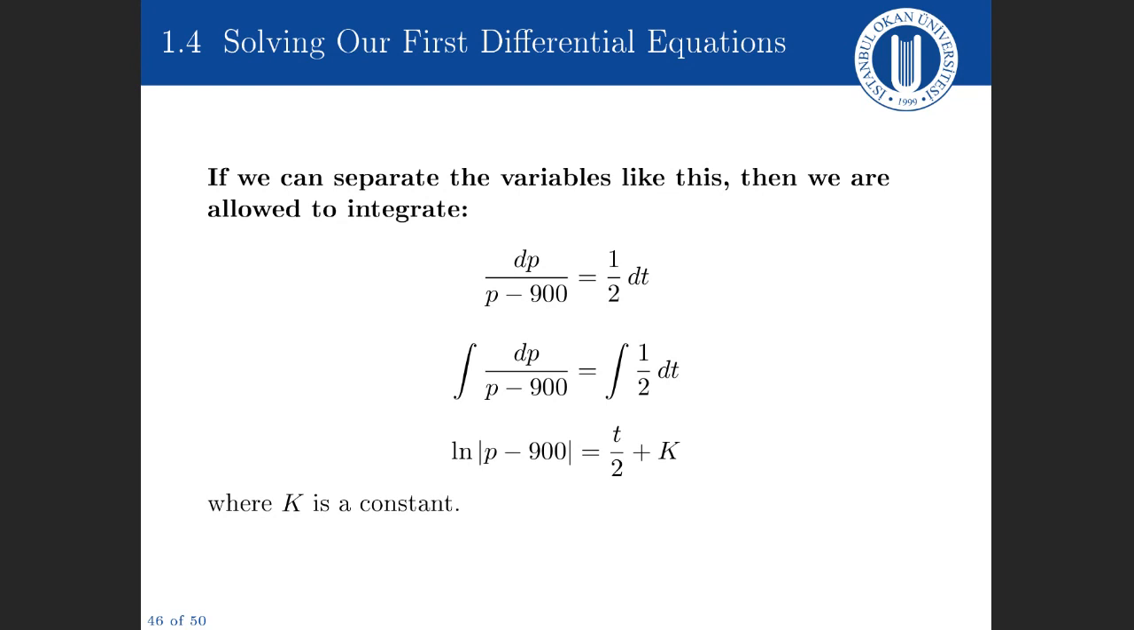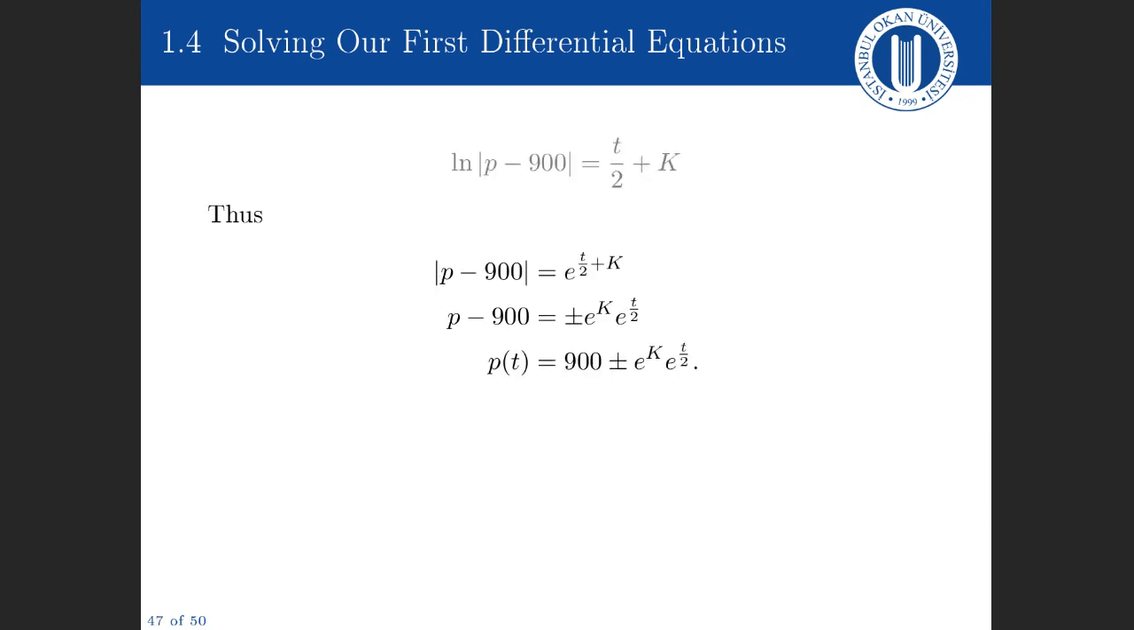I want to rearrange this equation to solve for p. And I do it like this. If the natural logarithm of the absolute value of p minus 900 is t over 2 plus k, we can take the exponential function of both sides to get the absolute value of p minus 900 is equal to e to the power t over 2 plus k.